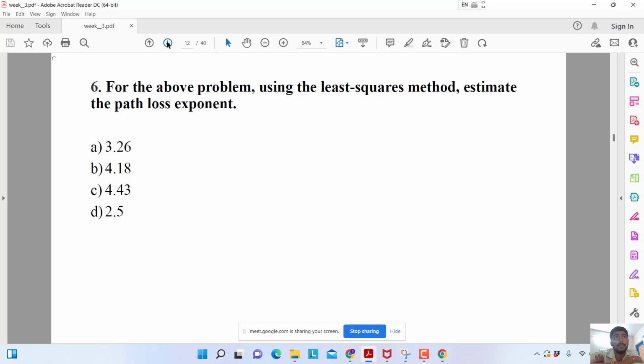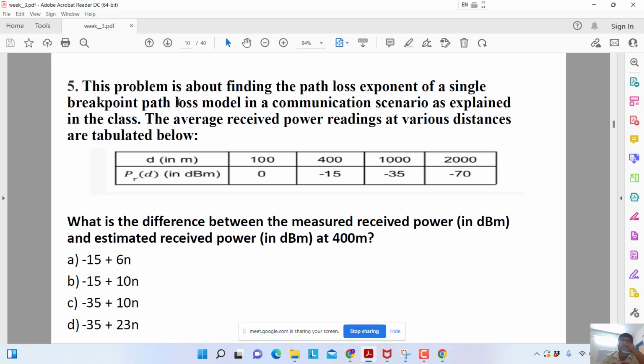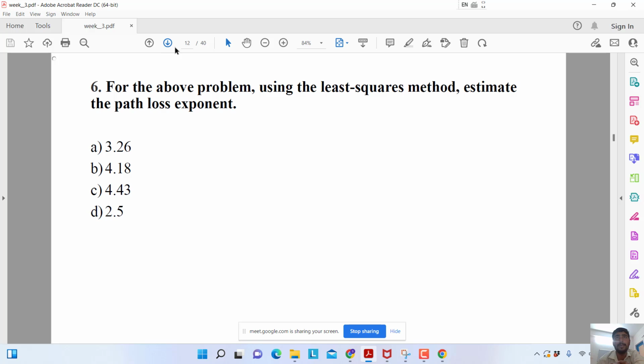It's related to the previous question. Here we have to use the least square method and estimate the path loss exponent. Here we will calculate the value of n by using the least square method. The data is the same. And we have to calculate the path loss exponent using the least square method.